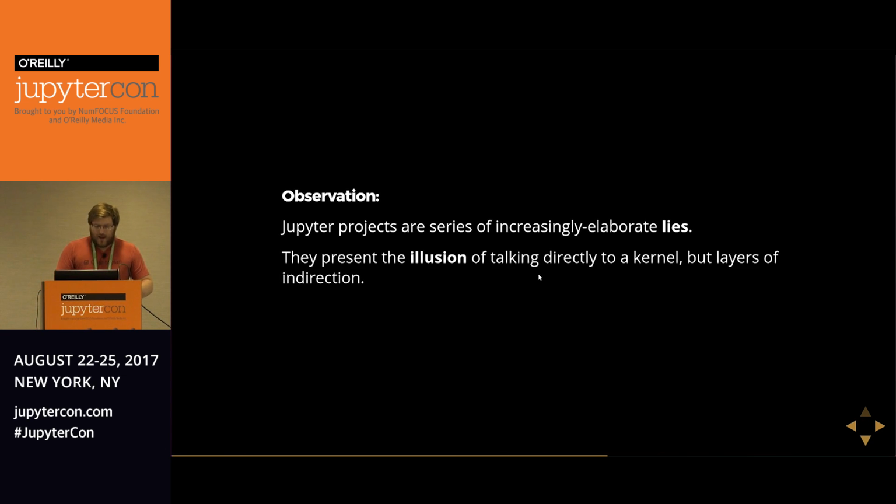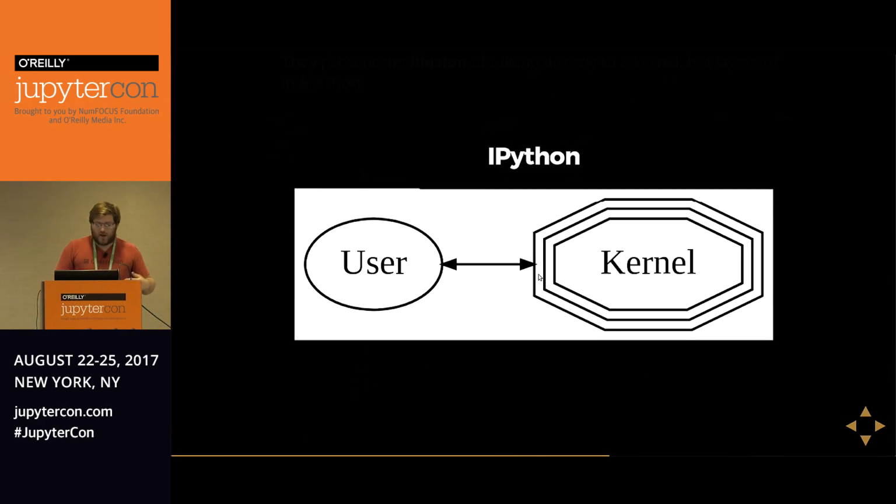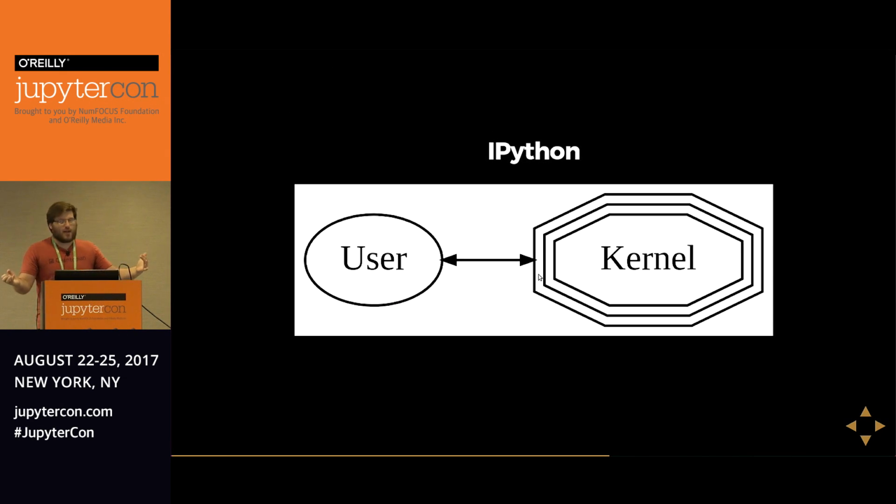I'm going to claim that the Jupyter projects, as they've evolved in time, are a tower of increasingly elaborate lies. What I mean by that is that all of the Jupyter projects, in some sense, present the illusion of talking directly to a kernel, and they add more and more layers of indirection as they go. So, in the beginning, there was just IPython, and IPython mostly didn't lie to you. You're talking to a kernel. There's no message passing. You're a process, you're talking to it over standard in, and it's giving you answers over standard out.